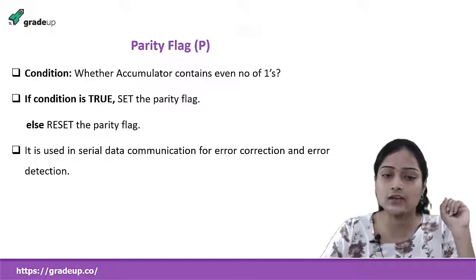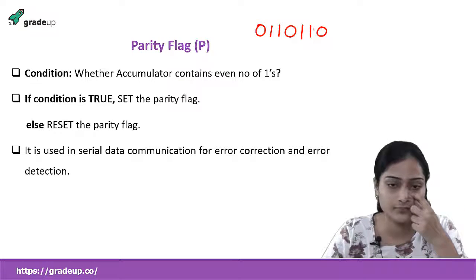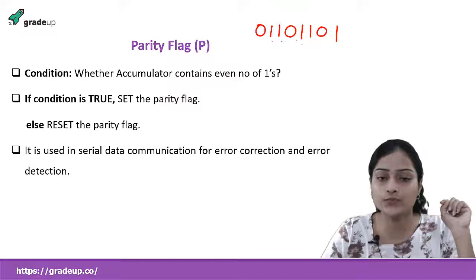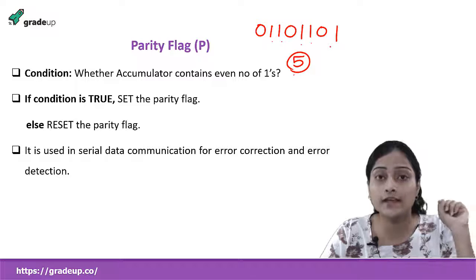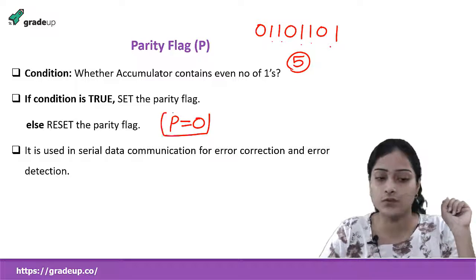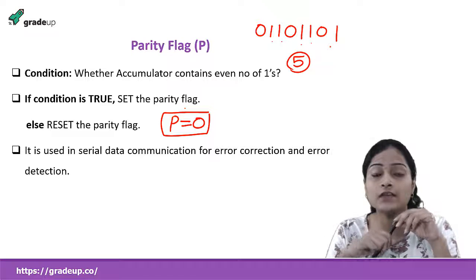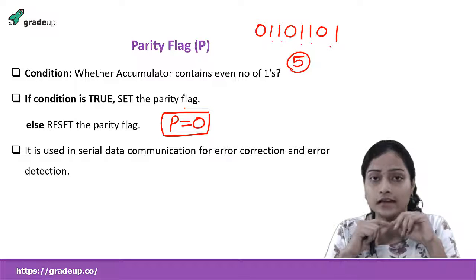Suppose the result at some instant in the accumulator is this. Count the number of ones, 1, 2, 3, 4, 5. This time the number of ones is 5. Is it even? No, it is not even. Then the parity flag will be set to 0. It will be used for serial data communication. When you are doing serial data communication, it will be used for detecting errors. This flag is used for error detection.